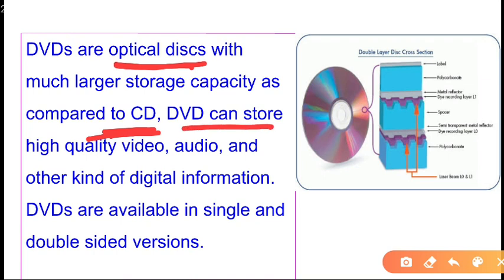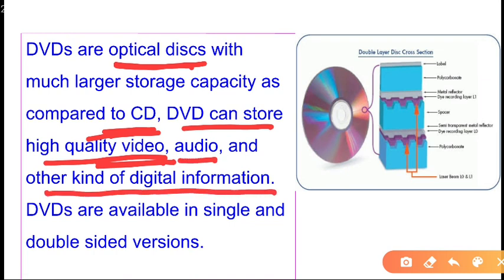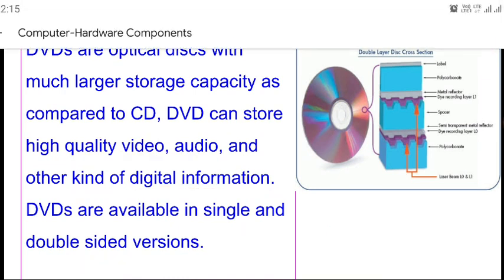DVD can store high quality video. It can store high quality video files, audio files, and other kinds of digital information. You can store your big softwares also on a DVD. Games can also be stored on a DVD. DVDs are available in single and double sided versions. So there are dual layer DVDs, which can store double the information of a single layer DVD.